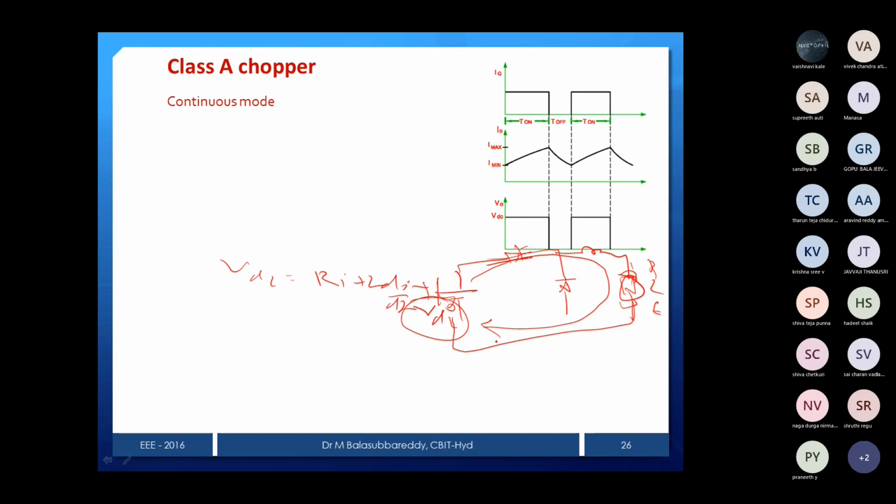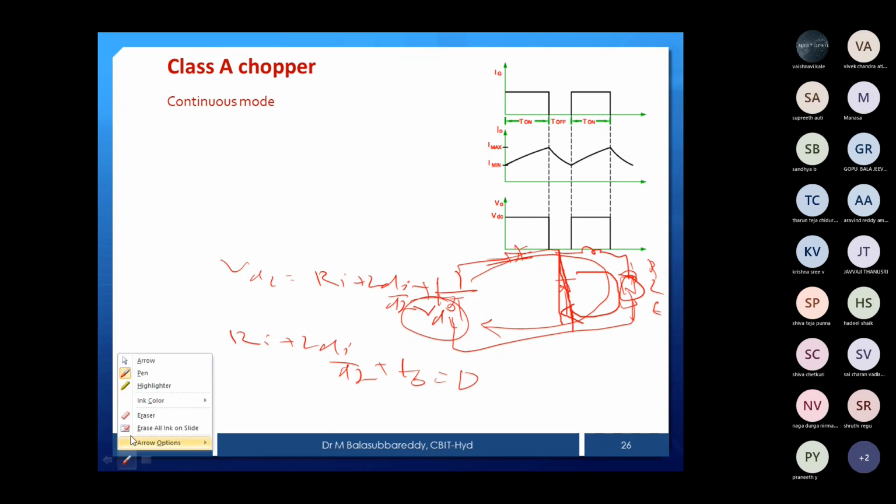When the chopper is off, what is the voltage equation? The diode is going to be forward biased. Then the voltage equation is Ri plus L dI by dt plus back EMF is equal to 0, because it is short circuited, so the output voltage is equal to 0. The diode is forward biased, so the load is short circuited, and the equation is Ri plus L dI by dt plus Eb is equal to 0. So these are the two instants.